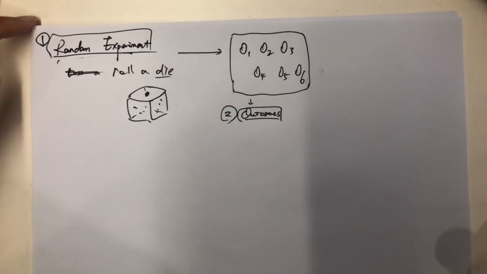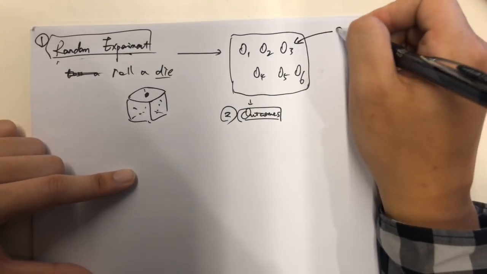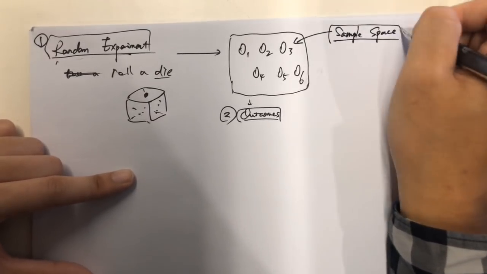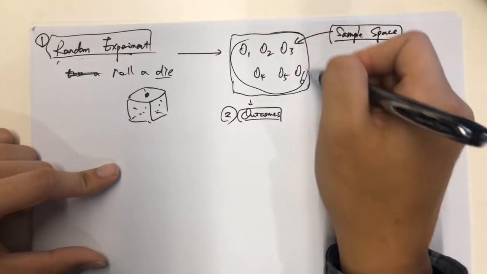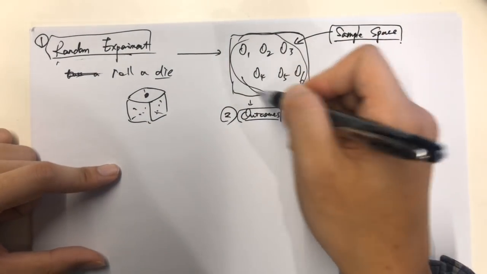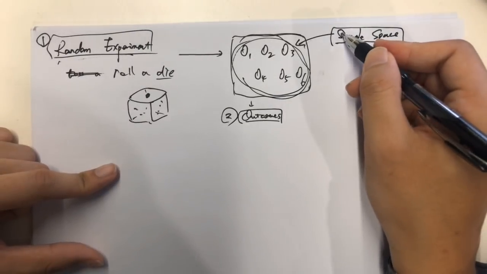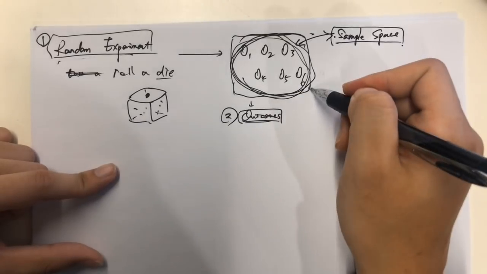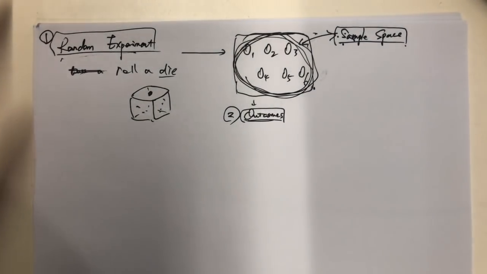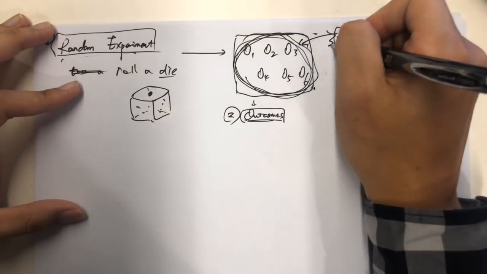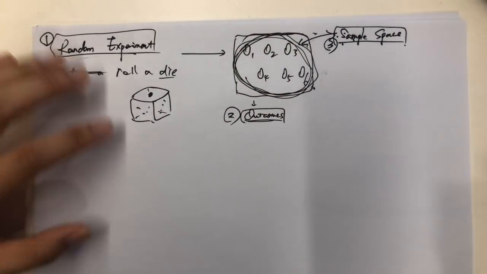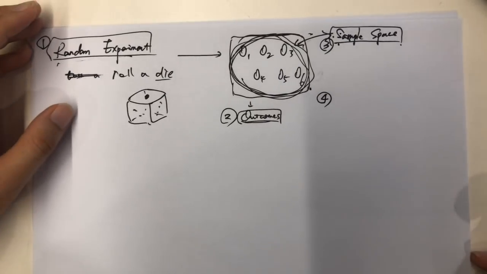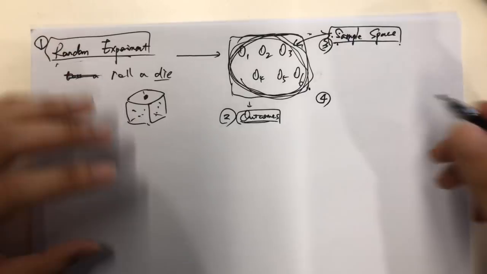The second important concept is called sample space. Sample space means the set that puts all the outcomes together. We get a sample space, okay? So sample space is the whole set of all outcomes. That is called sample space. So this is the third key concept. And the very last key concept is called what? It's called events.